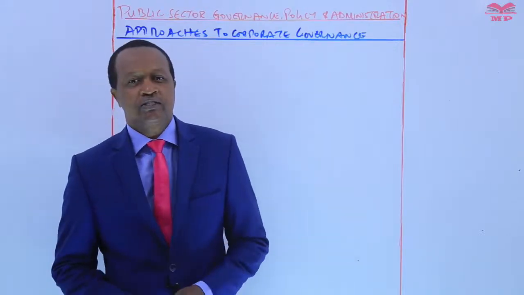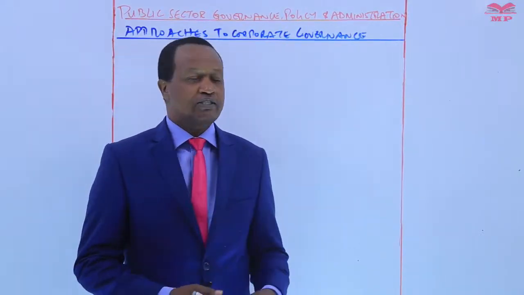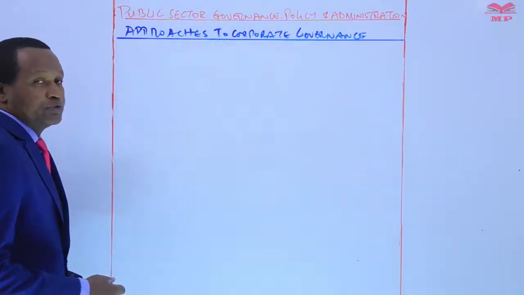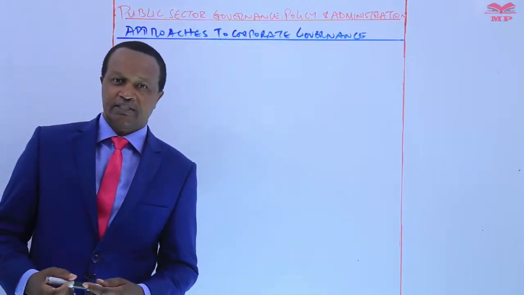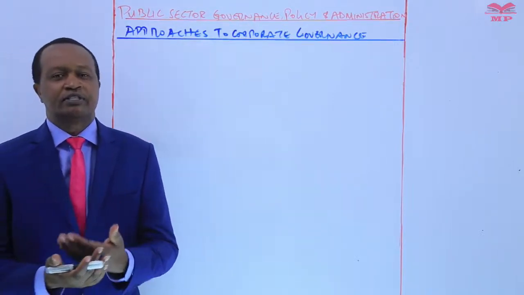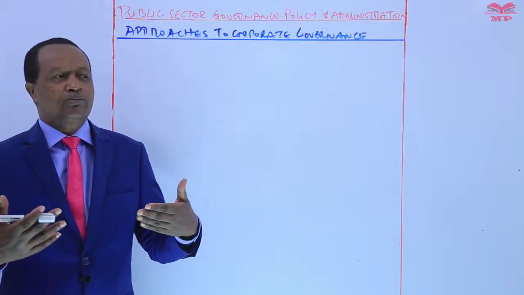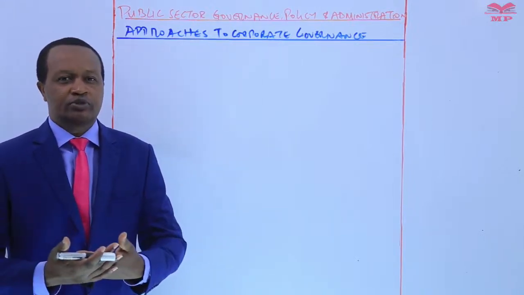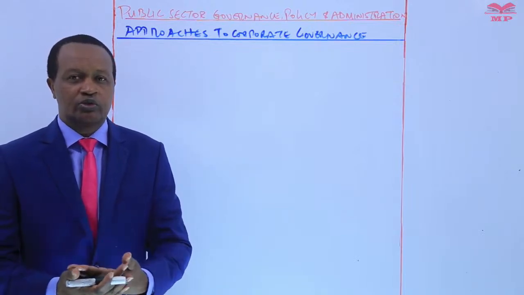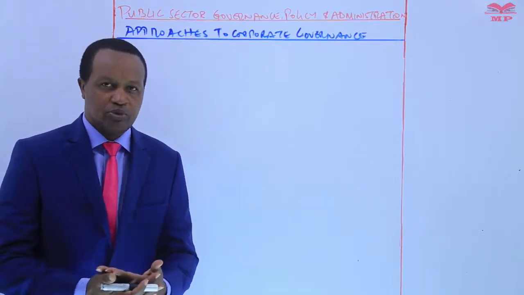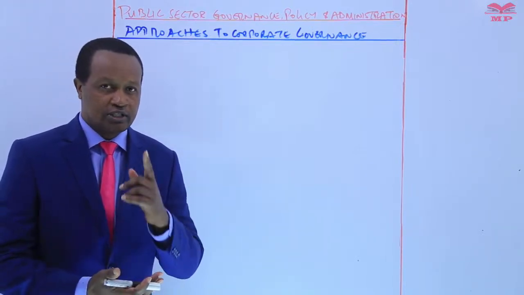We are going to analyze the approaches to corporate governance in the public sector. Now, corporate governance in the public sector refers to the systems, processes, and principles by which public organizations are directed, controlled, and held accountable. You understand?